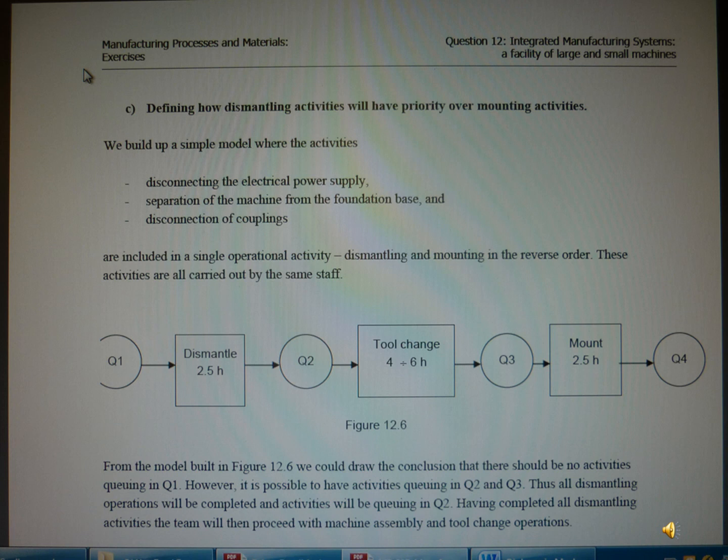So in this case, you can see the step-by-step operation. Q1 dismantle, 2 by 5 hours, Q2 the tooling change, 4 to 6 hours, Q3 mounting, 2 by 5 hours, and the Q4 step will be reached. So this is the operations sequence.